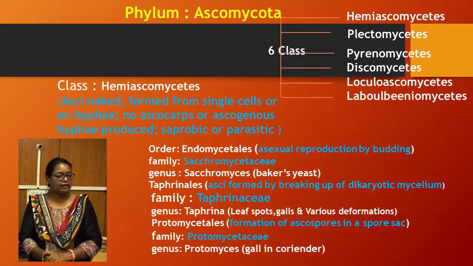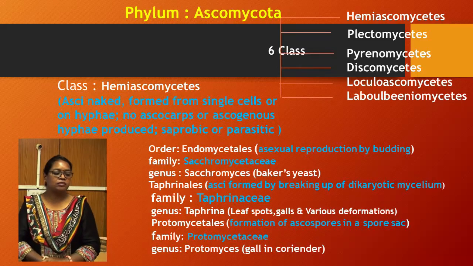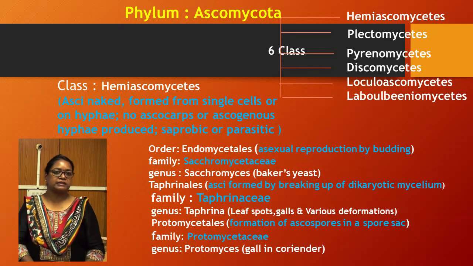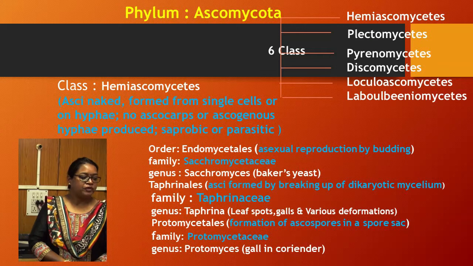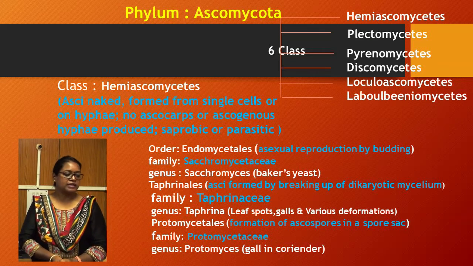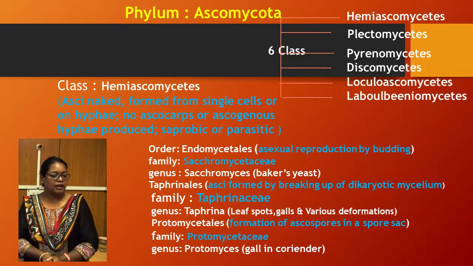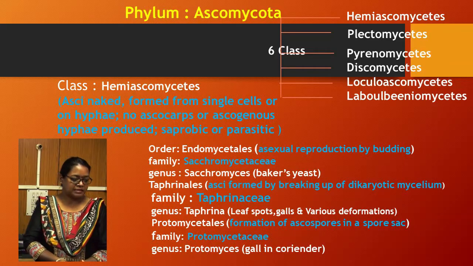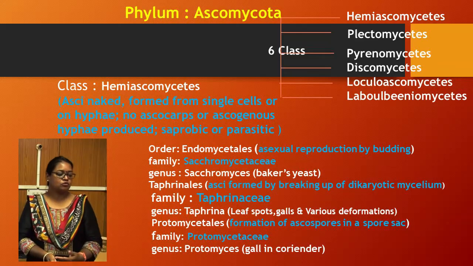Then the phylum Ascomycota is divided into 6 classes. The first class is Hemiascomycetes, the second class is Plectomycetes, the third class is Pyrenomycetes, the fourth class is Discomycetes, the fifth class is Loculoascomycetes, and the last class is Laboulbeniomycetes. Then we discuss the first class, Hemiascomycetes.